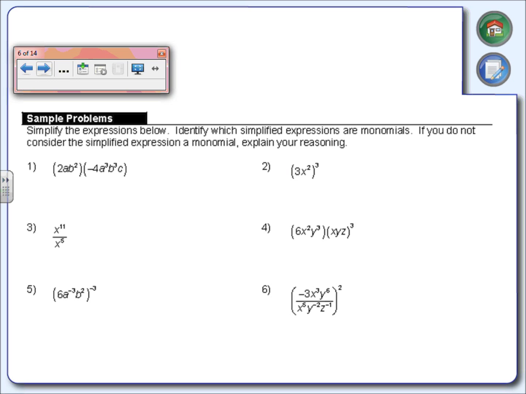Number 1, we're going to multiply the 2 monomials together. So here we go. We're going to start by multiplying the coefficients. 2 times negative 4 would be a negative 8.